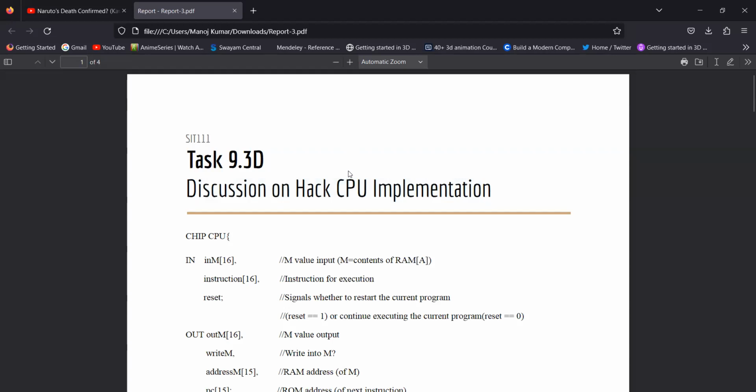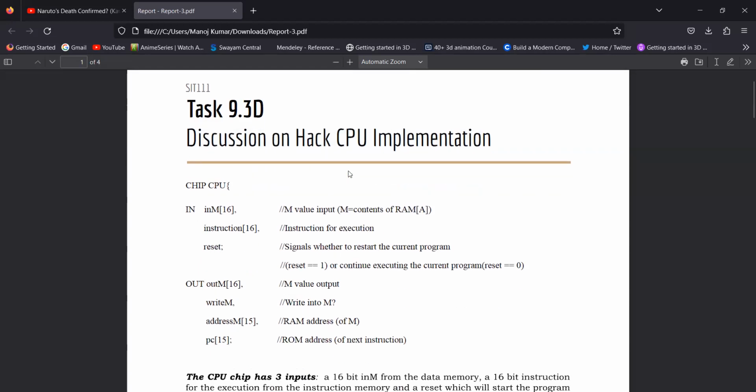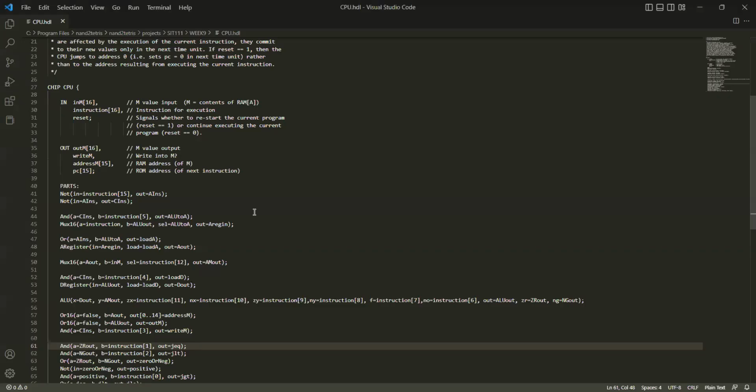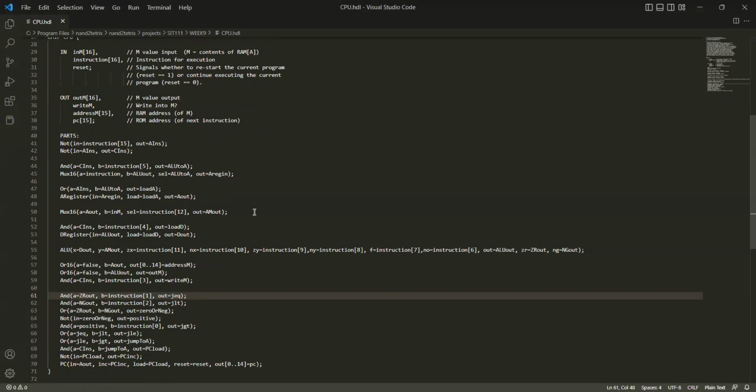In this video, we are going to discuss the Hack CPU implementation. First of all, let me show you the code for the Hack CPU. This is what the code for the Hack CPU chip looks like. In this video, we are going to discuss in detail how every instruction of this CPU chip is executed.